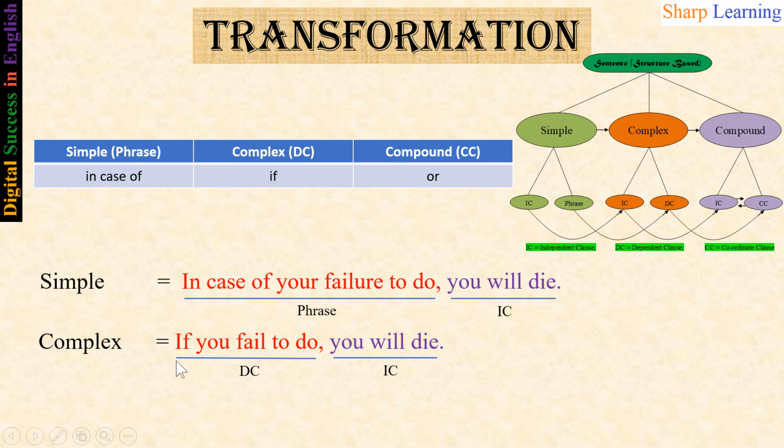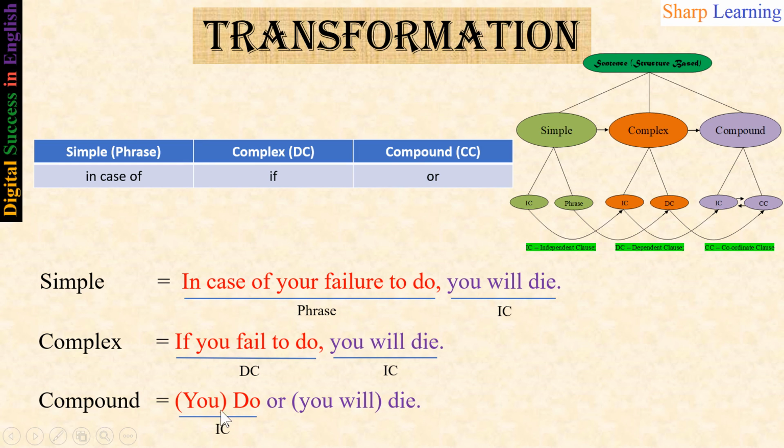So how can I make it compound? This DC will be an IC and IC will be a CC and nothing else. See the sense. Do or die, or you can say you do or you will die, same thing. See here, you do, it is IC, or you will die, it is CC. Just omit if from the DC, it will be an IC. IC and CC, that is compound sentence.